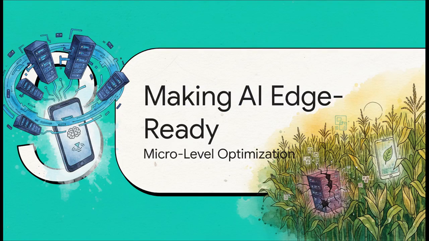Moving right along to Section 3, making AI edge-ready through micro-level optimization. Now we're going to zoom into the dense technical weeds. How do you fit a massive AI into a farmer's smartphone without literally melting the device? A solution is completely useless if it requires a massive server farm in the middle of a rural cornfield, right? It has to work on the edge, meaning directly on the user's local everyday device.